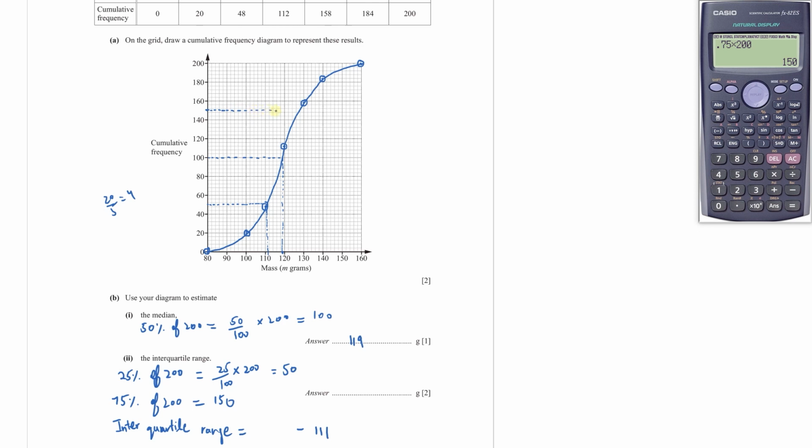So I'll see where this line intersects the graph. So it's this point here. So this value is 120, 122, 124, 126, 128. So this was 111, this was 128. So 128 minus 111 is 17. So your interquartile range is 17 gram.